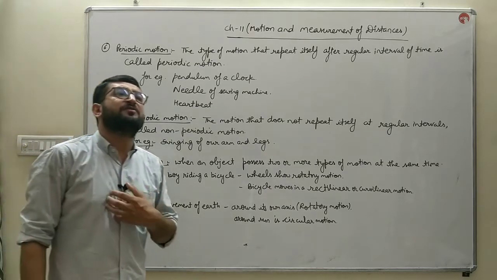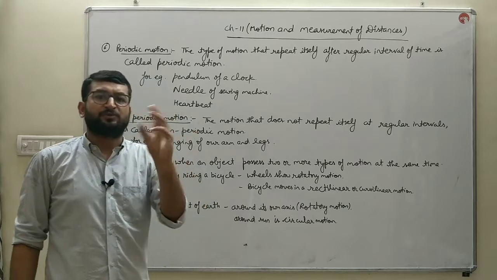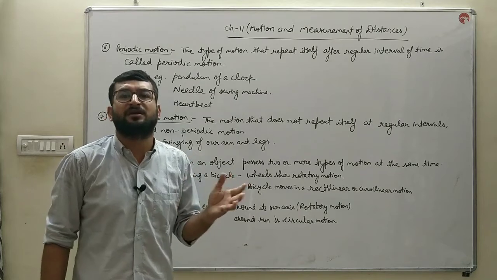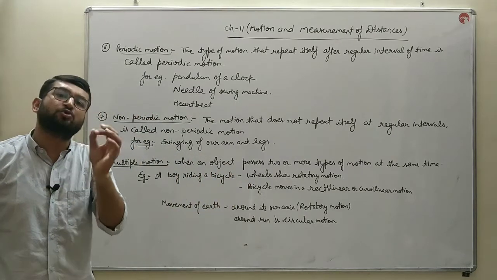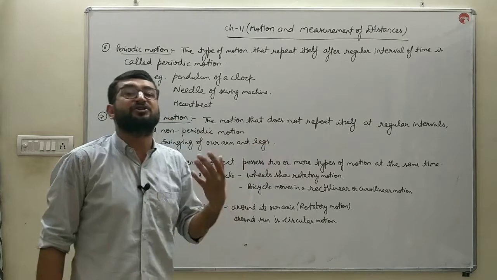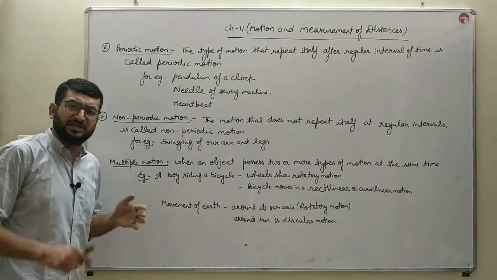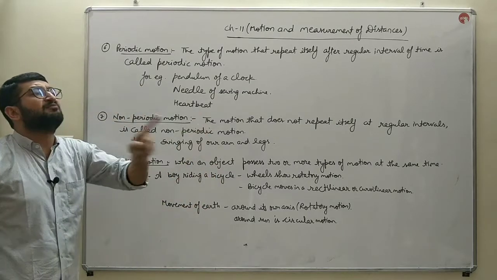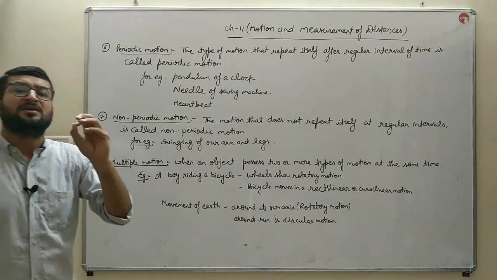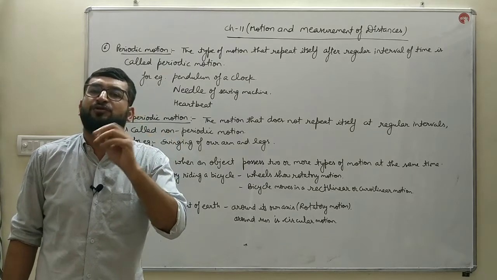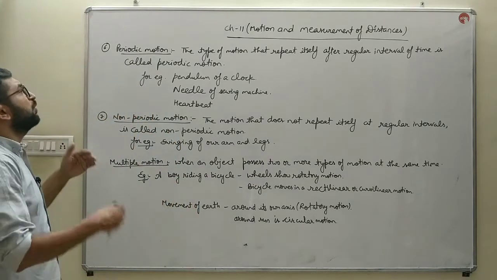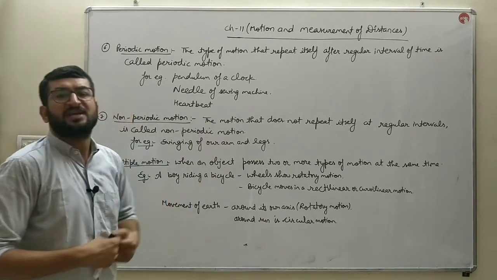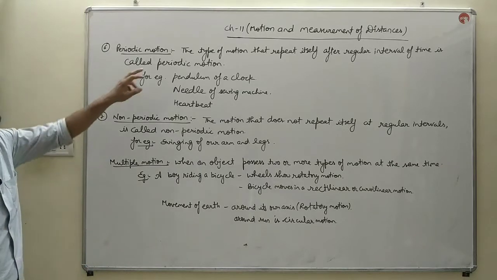The heartbeat of a person comes back to its normal position in a regular interval of time. The normal heartbeat of a person is 72 to 80 times per minute, so it's almost a fixed unit. As well as the earth completes the round of the sun in 365 and 1/4 days. So that is what periodic motion is. The motion which repeats itself in a fixed interval of time is known as periodic motion.